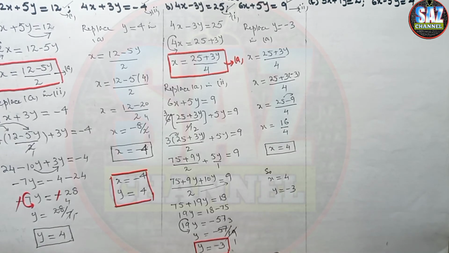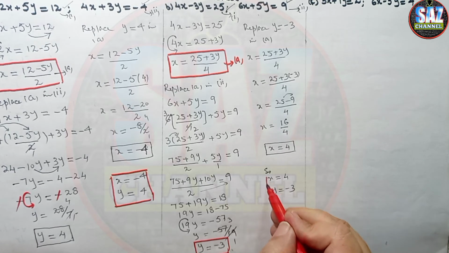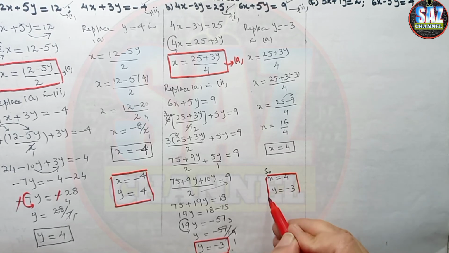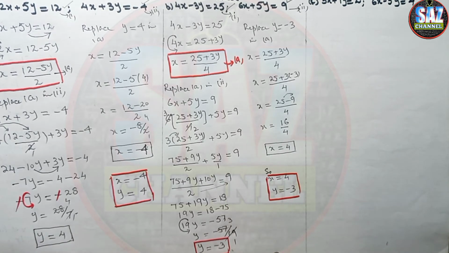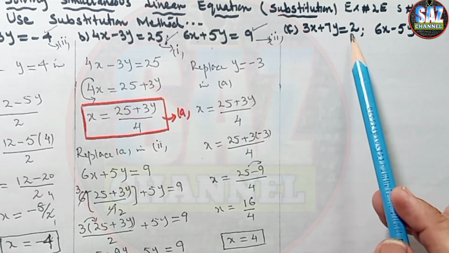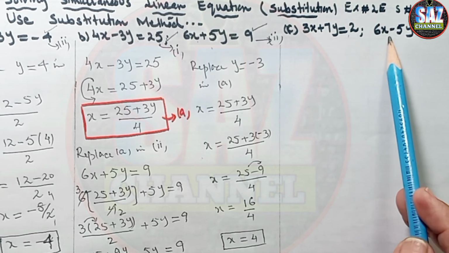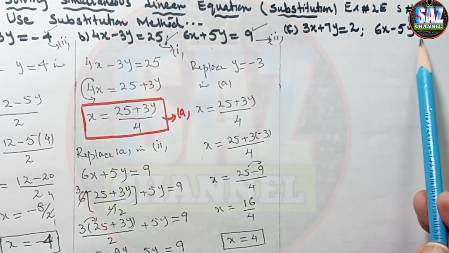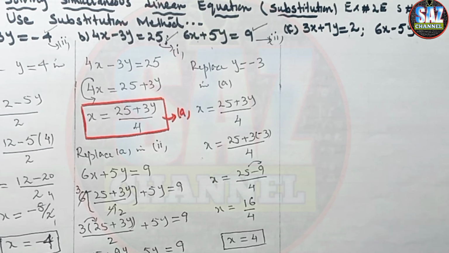I hope this question is clear to you, and let's quickly move to the next question, that is the C part, and the C part is 3x plus 7y equals 2 and 6x minus 5y equals 4. Now we have to solve this question by the substitution method.